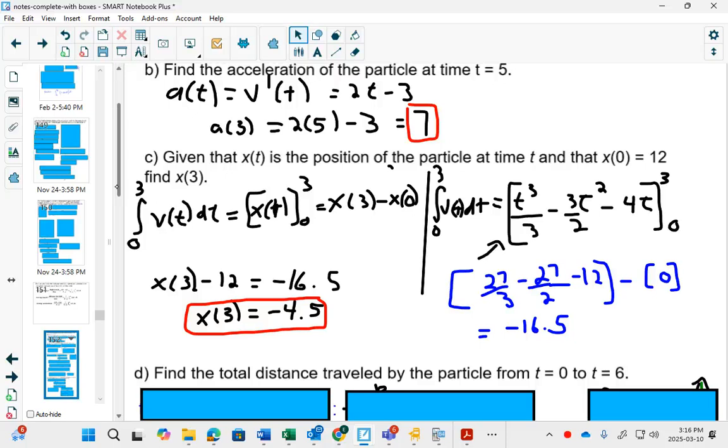So when I find the integral from 0 to 3 of the actual equation, this is like the area under the curve from 0 to 3. That area under the curve is an accumulation of change. From 0 to 3, our displacement changes minus 16.5. It's going to go back minus 16.5 from wherever it started from. If we think about where it started from, 12. If I started at 12 and went back negative 16.5, does it make sense that at 3 seconds I would be at negative 4.5?